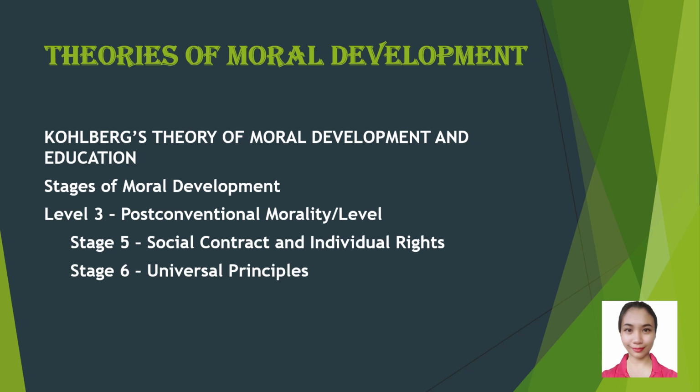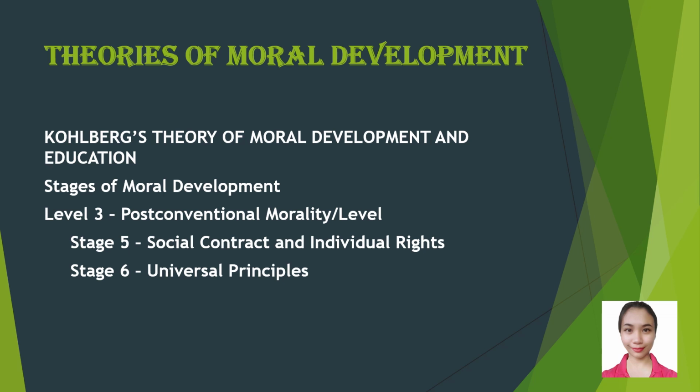So, at stage 5, social contract and individual rights. The ideas of social contract and individual rights cause people in the next stage to begin to account for the differing values, opinions, and beliefs of other people. So rules of law are important for maintaining a society, but members of the society should agree upon these standards. So in social contract and individual rights, class, laws that are wrong can be changed. Here in stage 5, class. And one will act based on social justice and the common good.